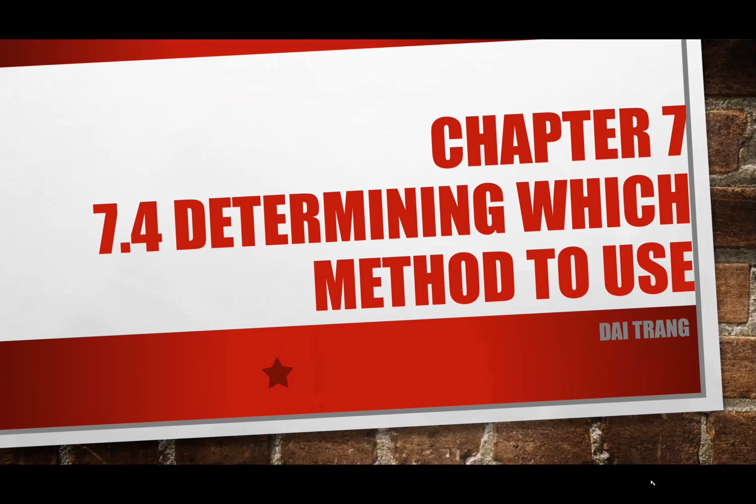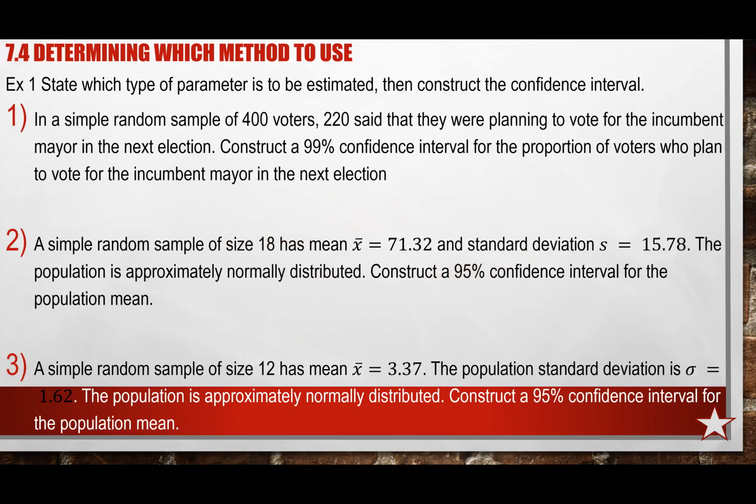7.4 is not new. 7.4 only takes 7.1, 7.2, and 7.3, puts them together, and asks you to determine which one you are using. So let's take a look at this item here. Let's say that on your test, if you were to take the test in class, you might see these 3 items on the same page. But for you, the test is online, so you probably see 1 question at a time. But look at this here.